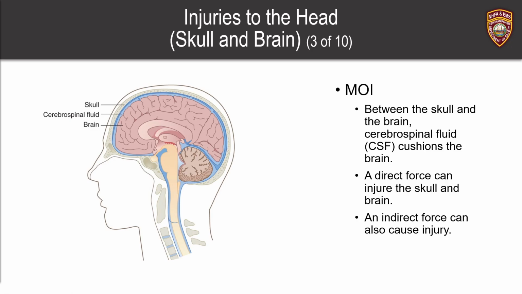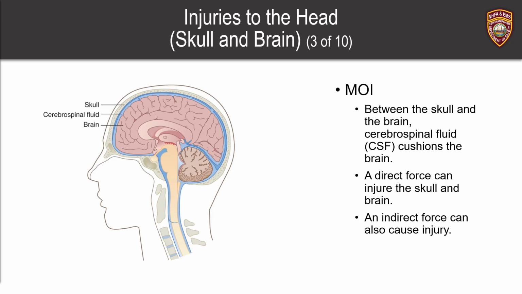When we talk about mechanisms of injury, head injuries are common with certain types of trauma. So it's important to understand what's going on inside that bone structure. Between the skull and the brain, you have a blanket of fluid called cerebrospinal fluid. This cushions the brain from direct blows. So it's sort of a fluid cushion. A direct force can injure the skull and the brain inside, but indirect forces can cause injury as well.